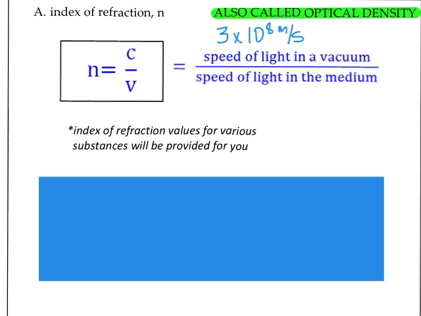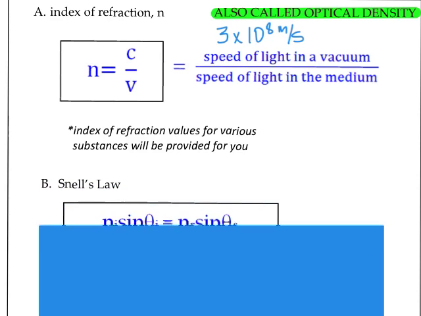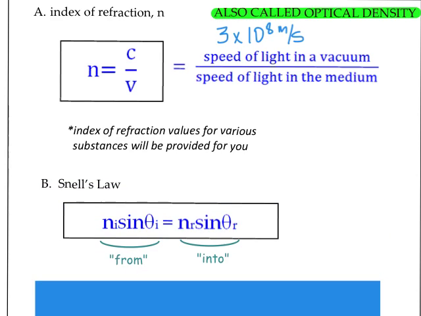Now, using this idea of index of refraction or optical density, we can determine the angle at which a wave, particularly a light wave, will be bending as it goes from one material to another. And in order to do that, we're going to use what's called Snell's law. Snell's law is going to have an incident side that's denoted with I's and a refracted side, which is denoted with R's. And then I also made you a note right here.